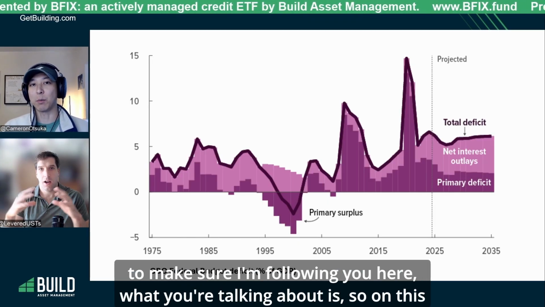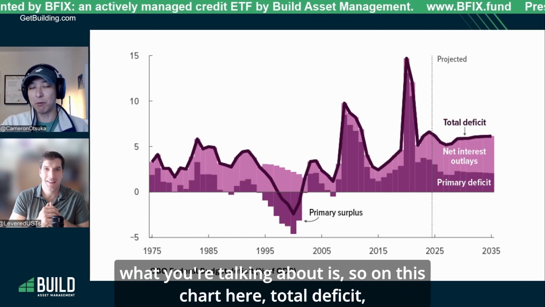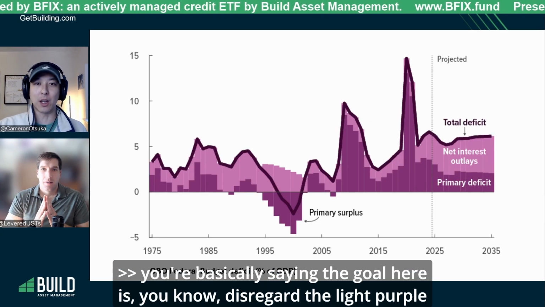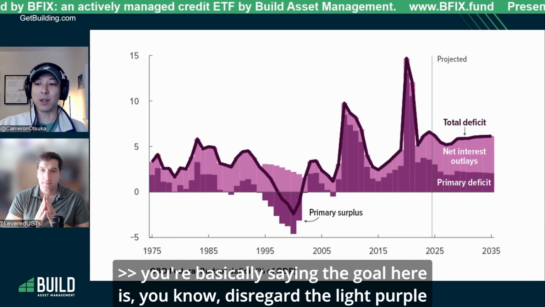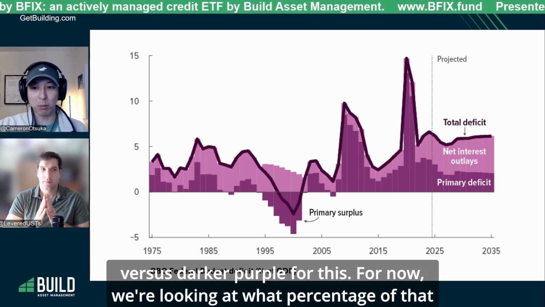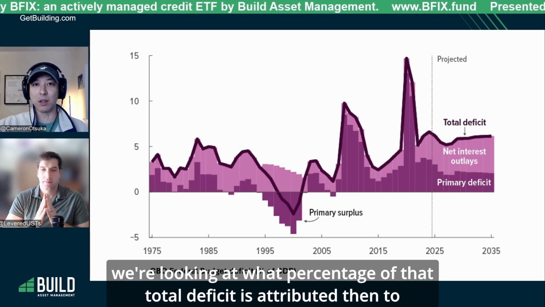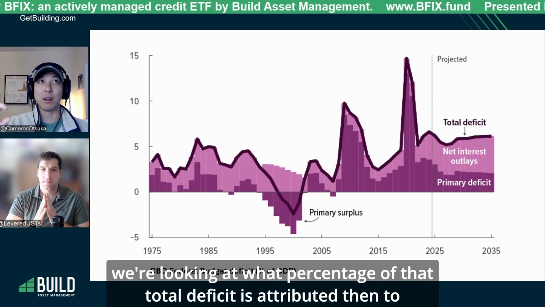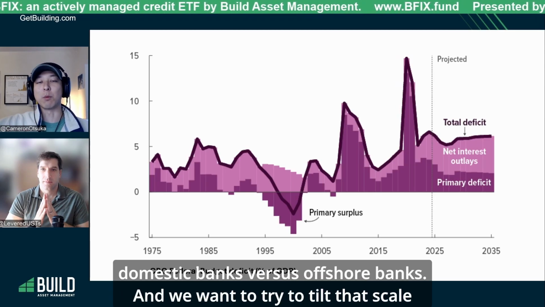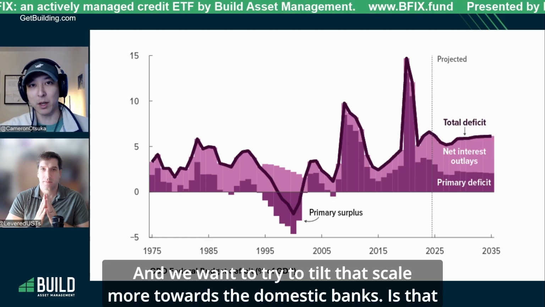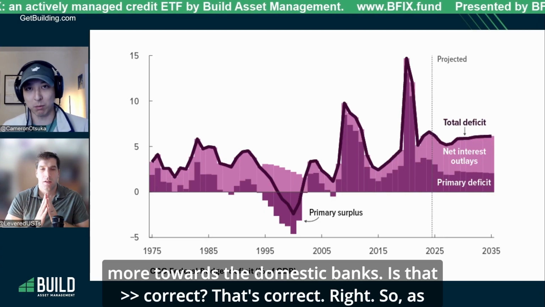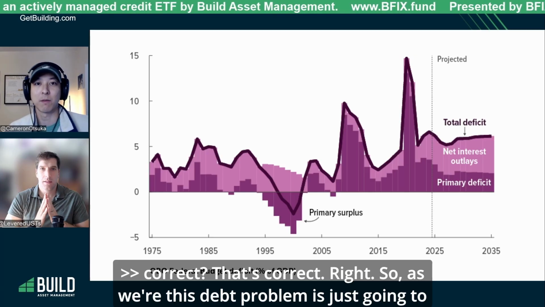And just to jump in here, Matt, just to make sure I'm following you: on this chart here, total deficit, you're basically saying the goal is, disregarding the light purple versus darker purple for now, we're looking at what percentage of that total deficit is attributed to domestic banks versus offshore banks, and we want to tilt that scale more towards the domestic banks. Is that correct? That's correct, right?